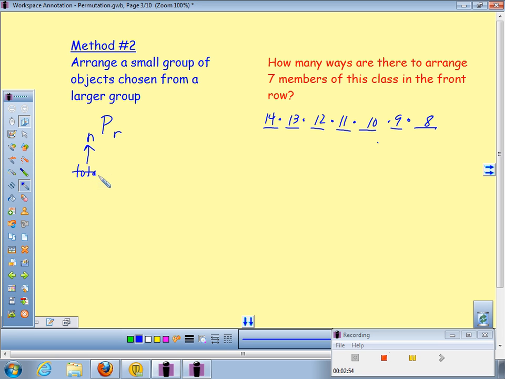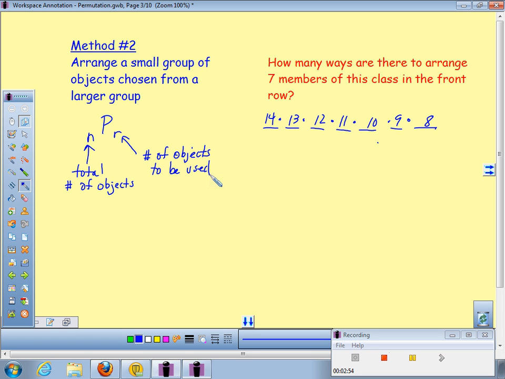n is your total number of objects. r is the number of objects you're going to use. P, of course, stands for what? What are we finding right now? Pattern. But their official name? Permutation. So the P is for permutation.